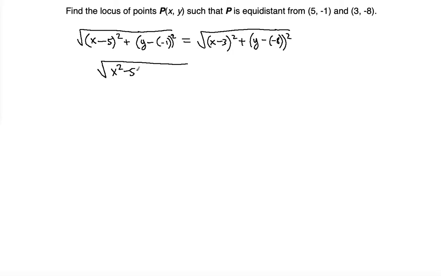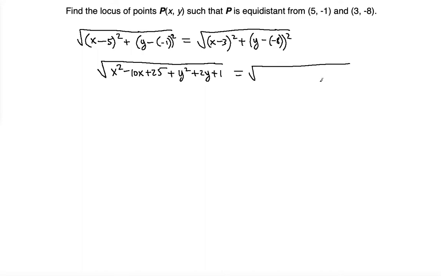Okay, so what we're going to have is x squared minus 10x plus 25, I'm sorry, I put minus 5, it should be minus 10x plus 25, plus y squared. Now, this will give us plus 1 ultimately because the square is outside. Be sure you see that. It's part of the formula. So we're going to get plus 2y plus 1. Okay, so that's the left radical.